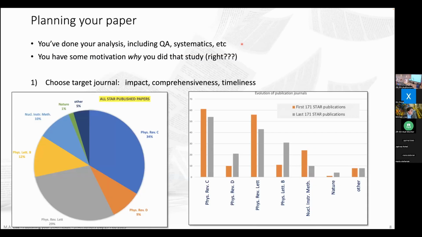So I've sort of implied the importance of this particular task and the time scale associated with it. How do you plan your paper? So you've got QA, systematics. Presumably you and your advisor came up with some kind of motivation, even if it's tenuous, that's okay. Now what you need to do is choose a target journal. And here, the thing you're looking for is impact, scientific impact, comprehensiveness, and timeliness.